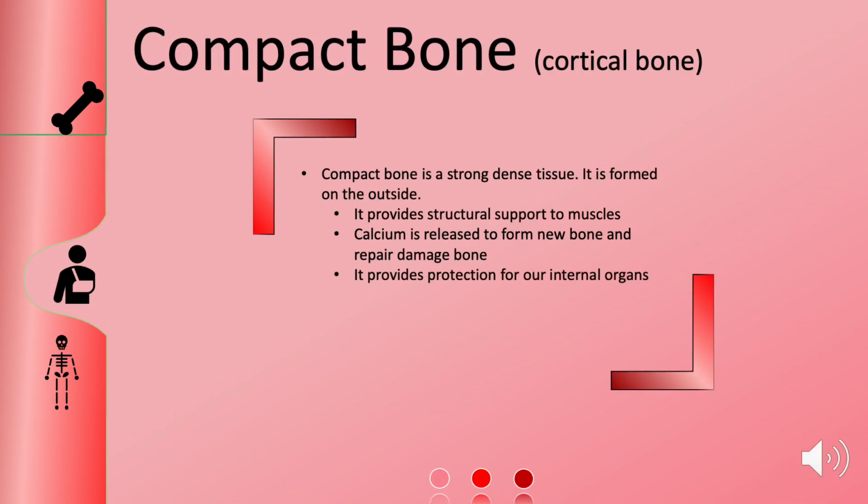There are two types of bone tissue. The first bone tissue is the compact bone, which is also known as the cortical bone. It is a strong and dense tissue. Compact tissue forms the outside of a bone and along the shaft of long bones like the femur and tibia. This type of bone supports the structure of human muscles, meaning it has a hard and rigid frame that muscles use to attach to.